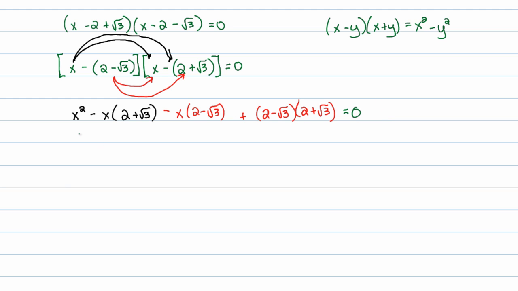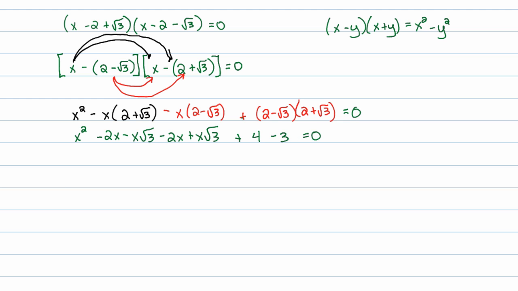So watch what happens. I get x squared minus 2x minus x root 3 minus 2x plus x root 3. So you kind of see the cancellation already. And over here, 2 times 2 is 4. But then I'll get a positive 2 root 3 and a negative 2 root 3. Those will cancel out. And then negative root 3 times a positive root 3 is a negative 3.